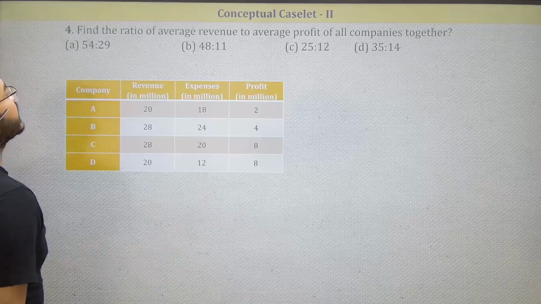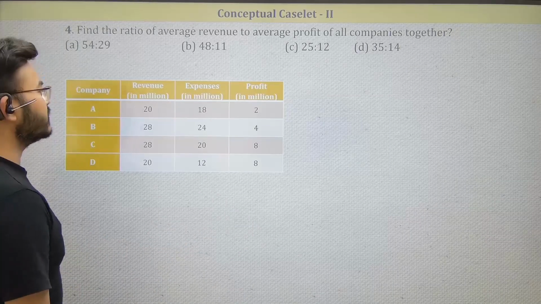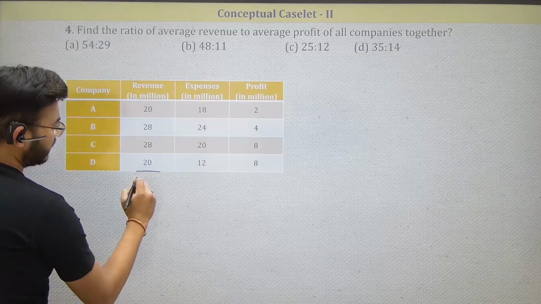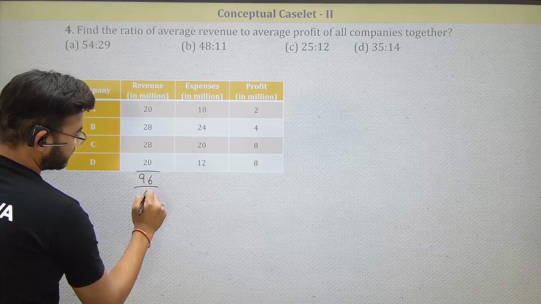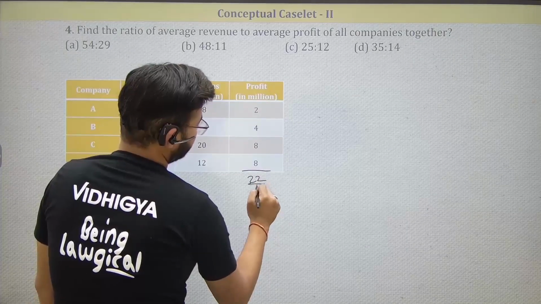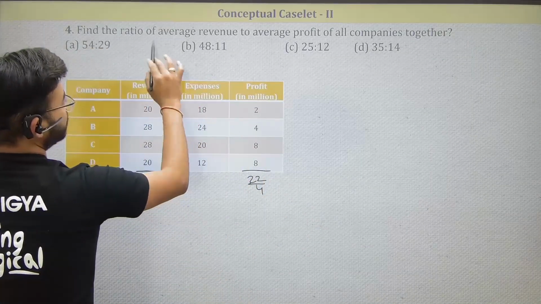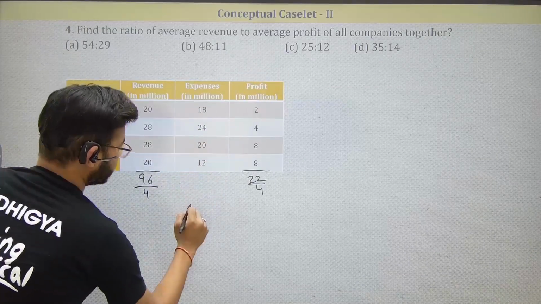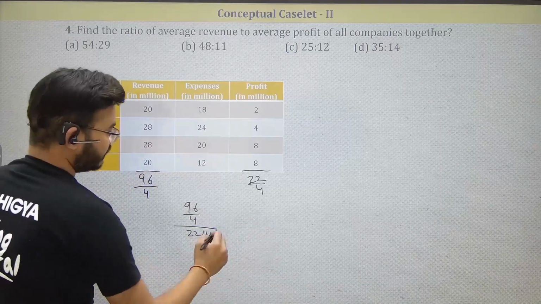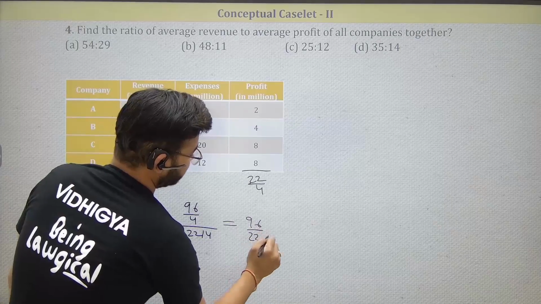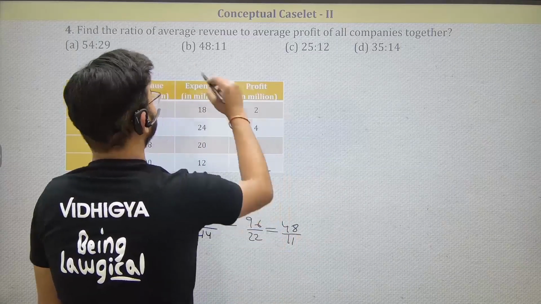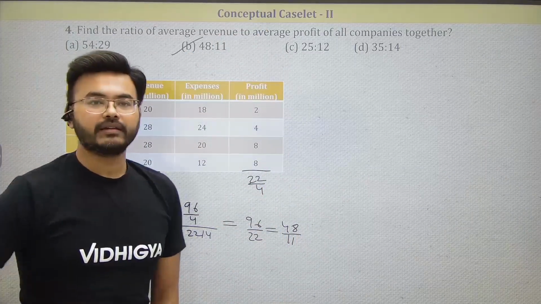Next, find the ratio of average revenue to average profit. We have already calculated the total revenue as 96. So average revenue is 96 by 4 and the average profit will be 22 by 4. So it will be 96 by 4 whole upon 22 by 4. So that will be equal to 96 by 22, which comes out to be 48 by 11. So answer will be B, 48 by 11.